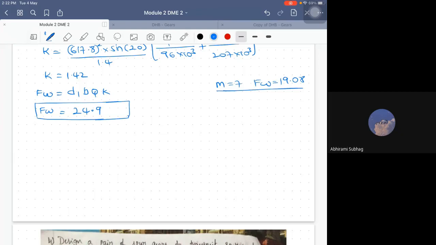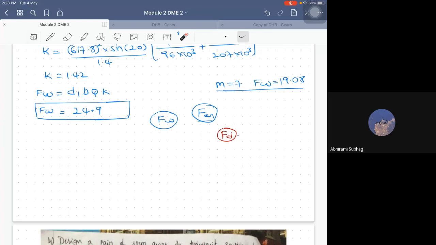There are a couple of loads. You have calculated the wear load, and you have calculated the dynamic load. In some of the problems, you will also be calculating the endurance load. Many different loads you will be calculating. But the main thing we need to concentrate on is the dynamic load. This dynamic load should be less than all the loads you have calculated.